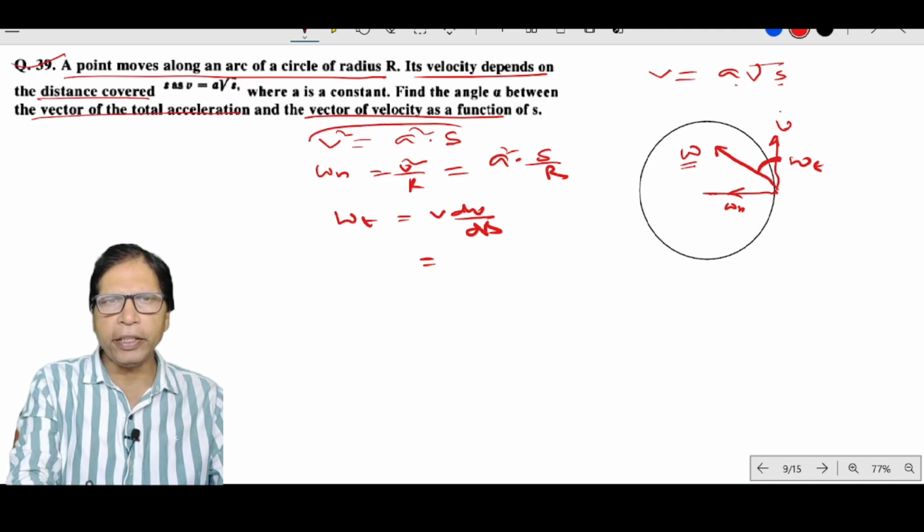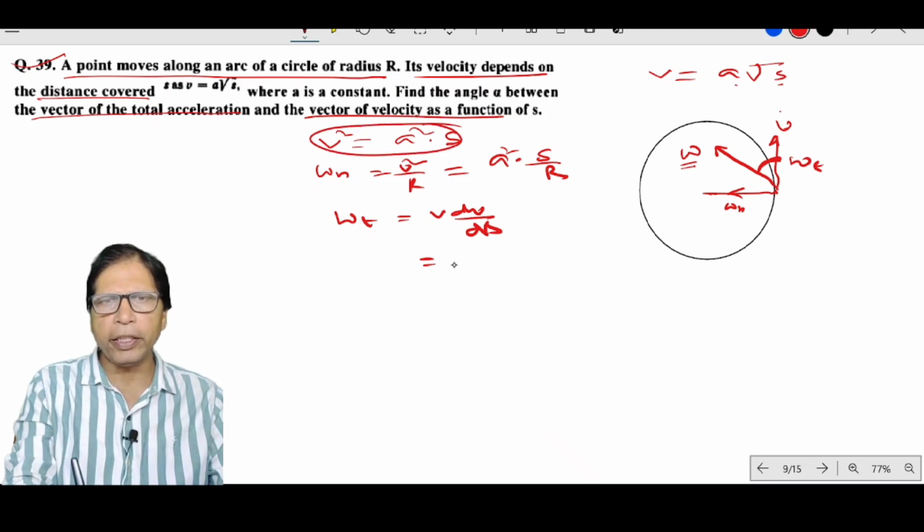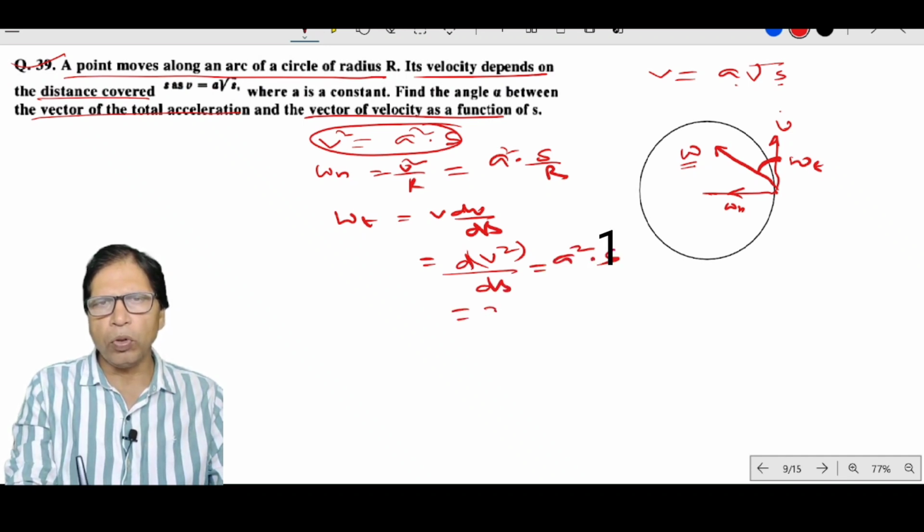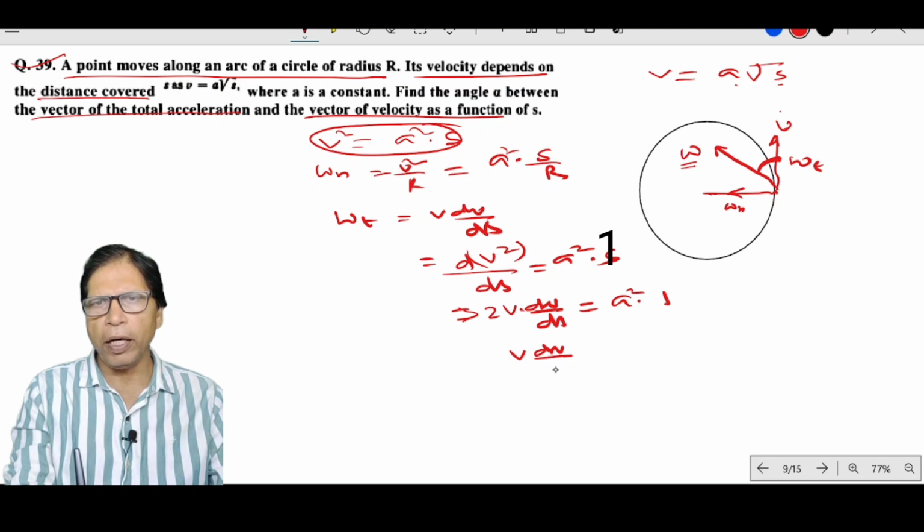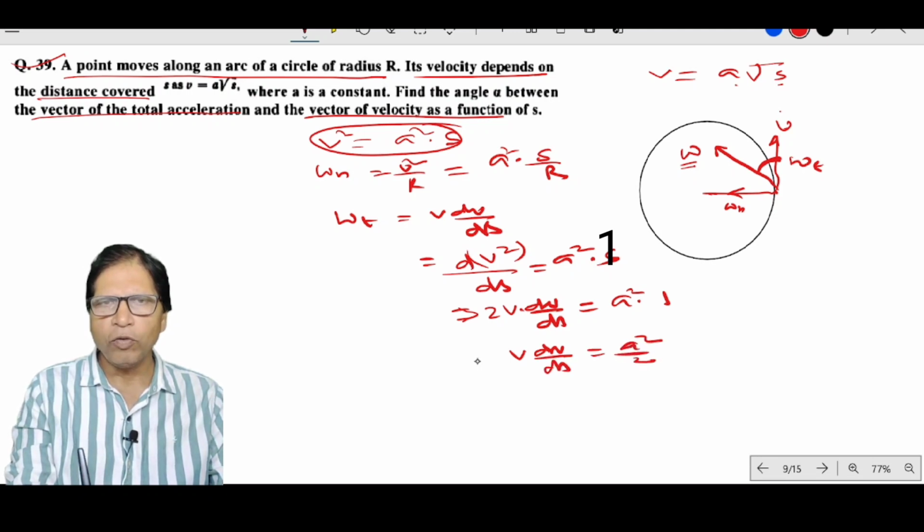Now, differentiating this with respect to s, we get d by ds of v square equal to a square into s. Therefore, 2v into dv by ds equals a square into 1. Therefore, v into dv by ds equals a square by 2. This is the tangential acceleration.